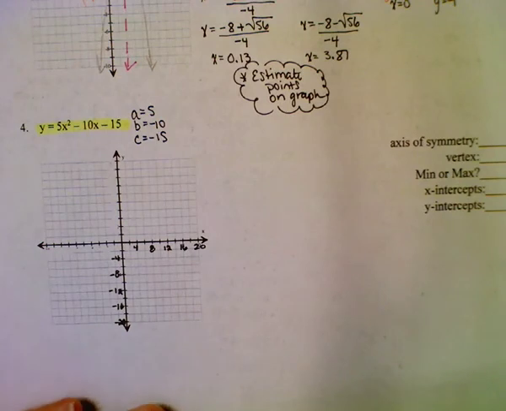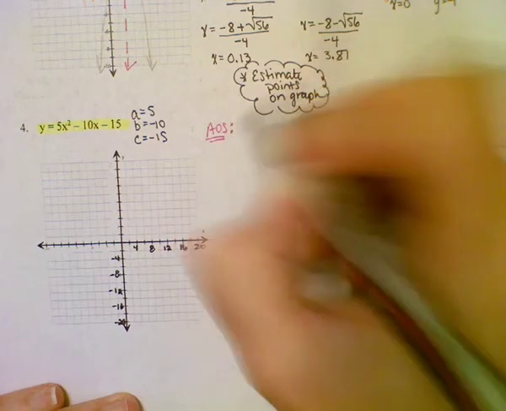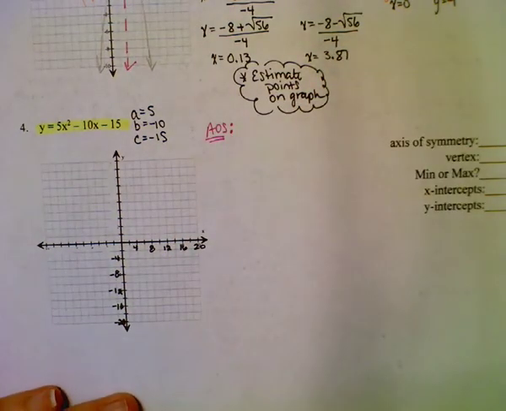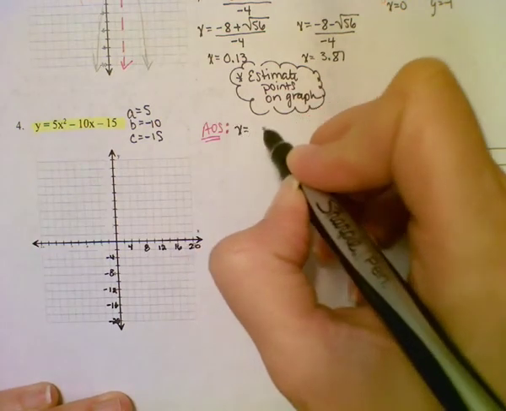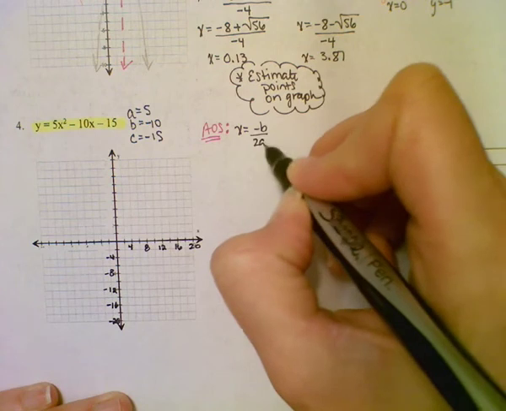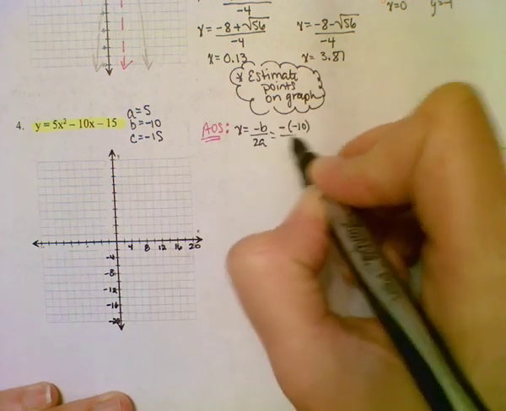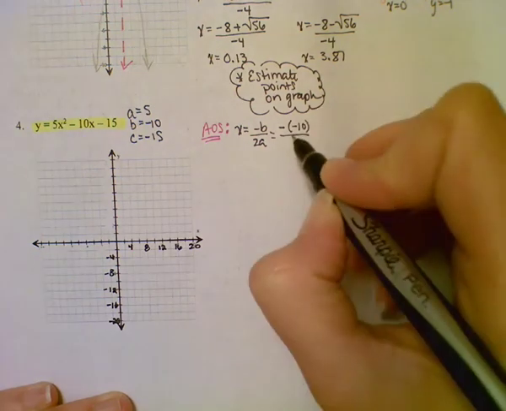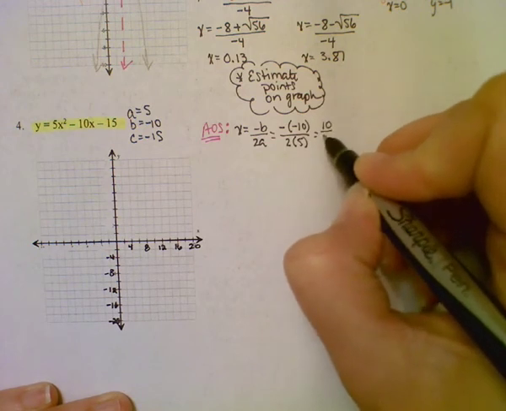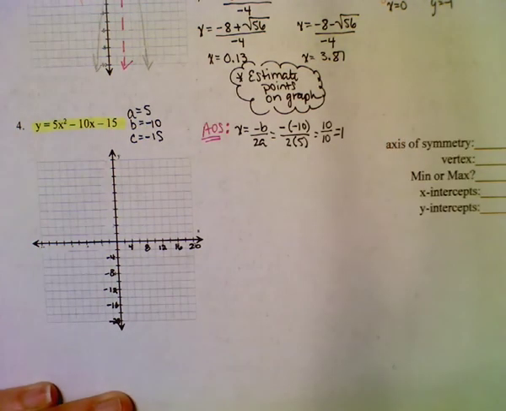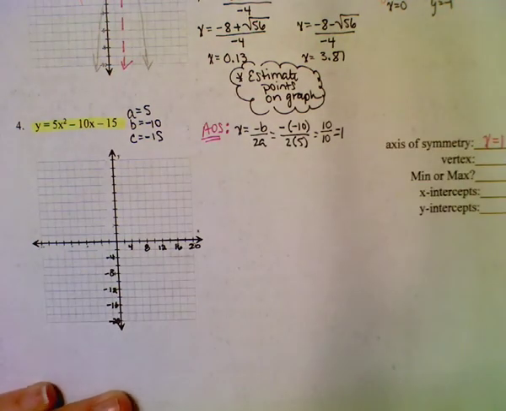First thing I need to find is my axis of symmetry. Always our first step. I'm going to take our formula here, x equals -b over 2a. Plug in those values, -10. Don't forget your parentheses so you don't lose a negative in the mix there. And then 2 times a, or 2 times 5, is going to be 10, and 10 over 10 is a positive 1. So again, that's x equals 1. So my axis of symmetry will be at 1.